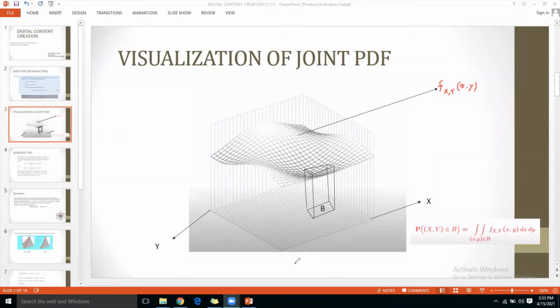The next topic is visualization of joint PDF. Let us call this the X dimension and this the Y dimension. Sorry for making it a mess, but let us say this is the X dimension and this is the Y dimension. So basically, X and Y are some random variables that take values in some interval. Let's say that X takes the values in the interval 0 to 6 and Y also takes the values in the interval 0 to 6. This is just an assumption.